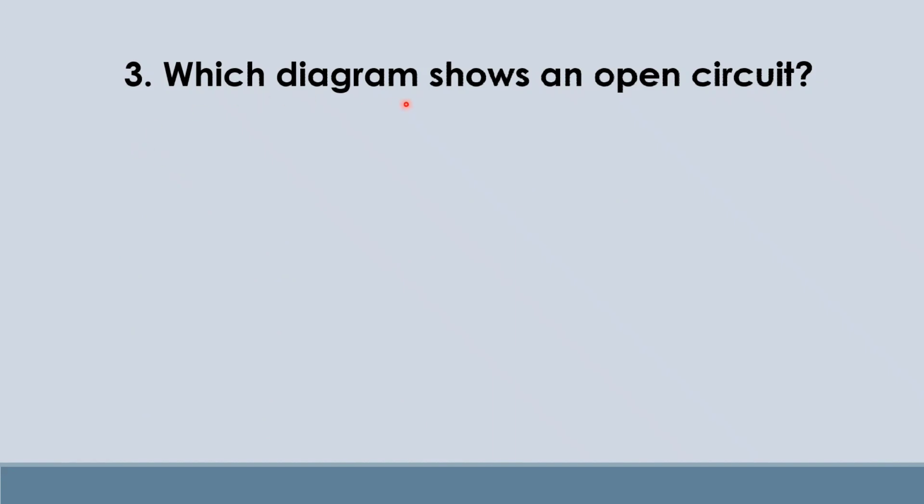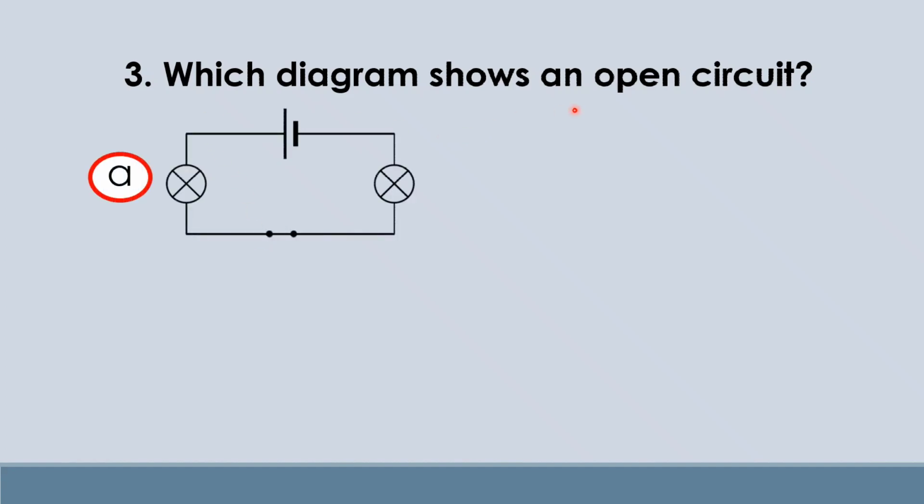Which diagram shows an open circuit? Which diagram shows an open circuit? When we say open circuit, it means an electric circuit in which the continuity is broken, so the current does not flow. If you have the load or the light bulb, it will not light up because there is something broken. So which of these diagrams?